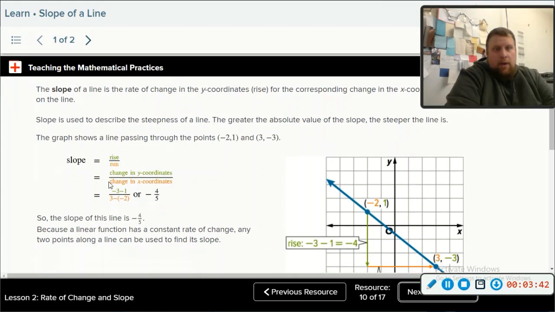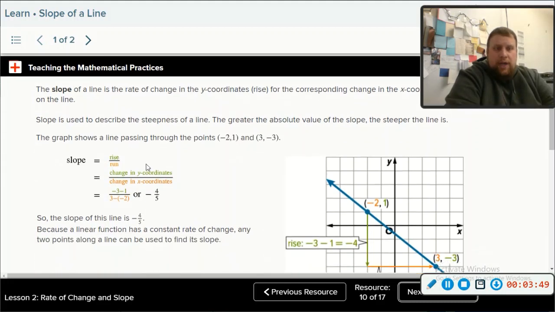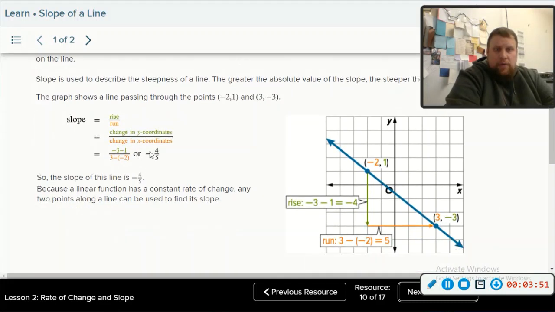Okay, the slope of the line is the rate of change of the y coordinates, rise, for the corresponding change in x coordinates, run. So it's the same as rate of change. It's rise over run. It's your change in y over change in x.